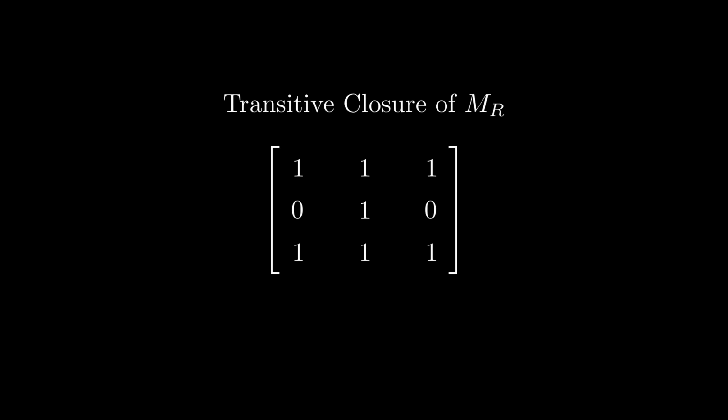Now that we've been able to select all possible pivots, and that we've used them each, we finally have our transitive closure.